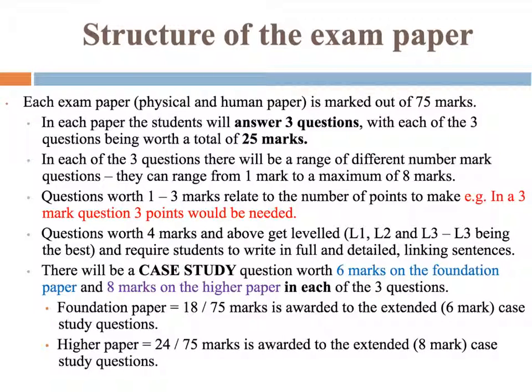So each exam paper, Unit 1 and Unit 2, is marked out of 75 marks. In each paper, the students answer 3 questions, with each of the 3 questions being worth a total of 25 marks. In these 3 questions, there are a range of different number marks. They can range from 1 mark to a maximum of 8 marks for higher, 6 marks for foundation. Questions that are 1 to 3 marks relate to the number of points to make. So in a 3-mark question, your child must make 3 points to get the 3 marks.